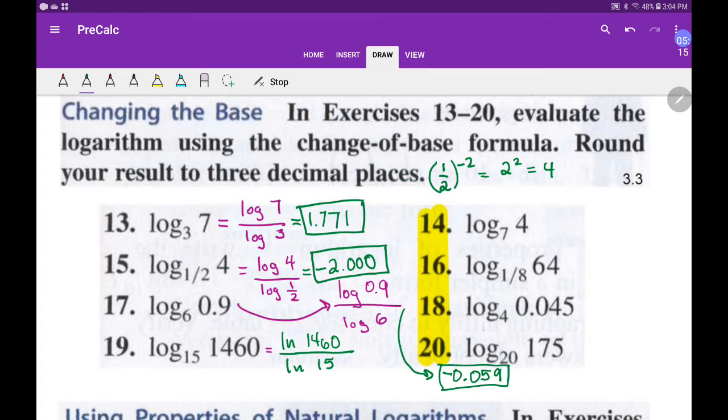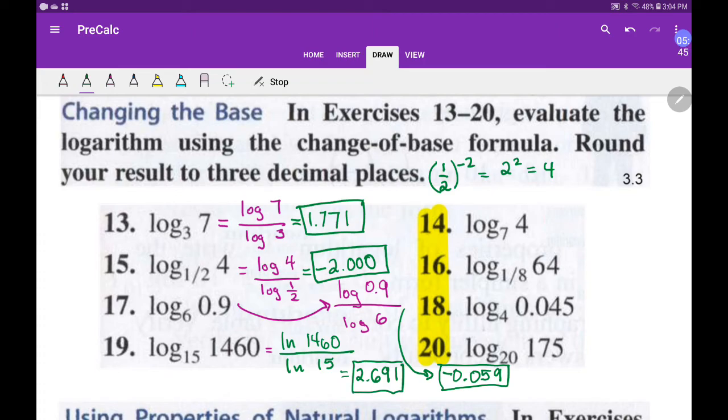Okay, and then this one, what's this one going to give me? I'm going to say the natural log of 1460, natural log of that, 7.286, divided by the natural log of 15, and that's going to give me 2.69. Round to 1.